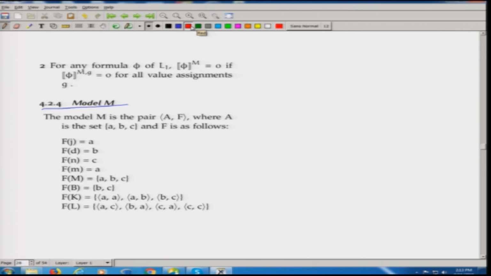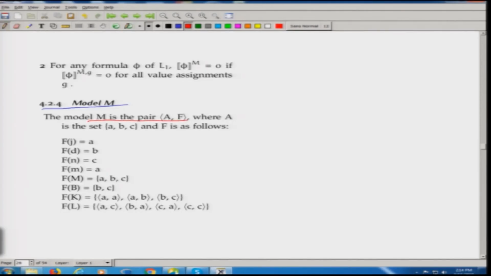I will tell you why the model does not include g. G is something very important, but g is neither included in the language nor in the model. We will talk about it. We need to talk about this, the philosophy of it also, but first the model construction. The model M is a pair A and F, where A is the set A, B, C, saying that in our reality there are just three things A, B and C.